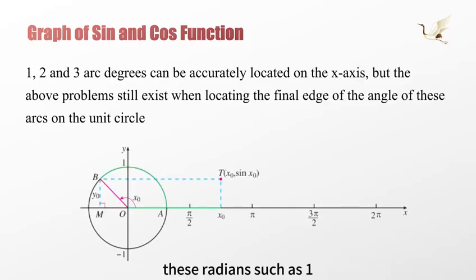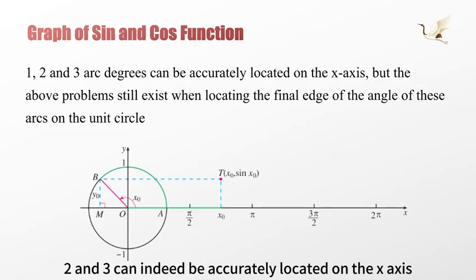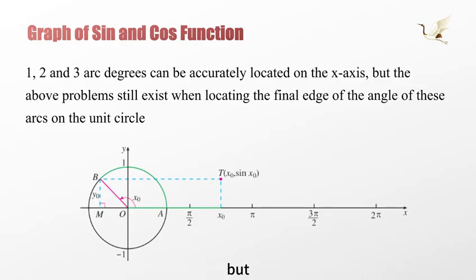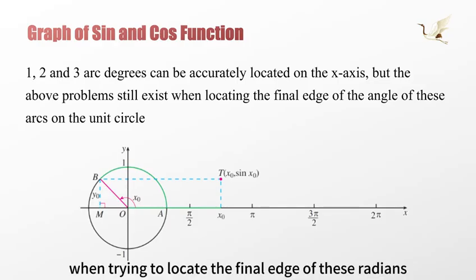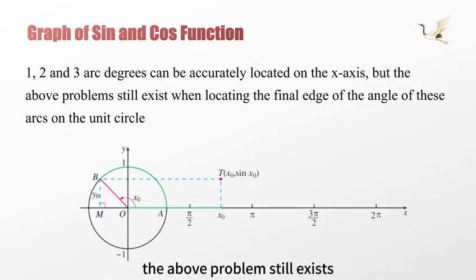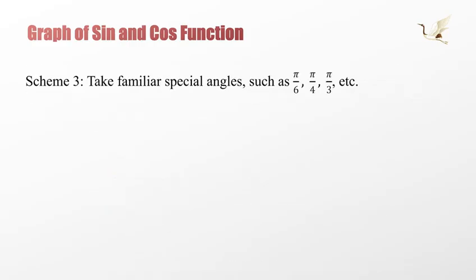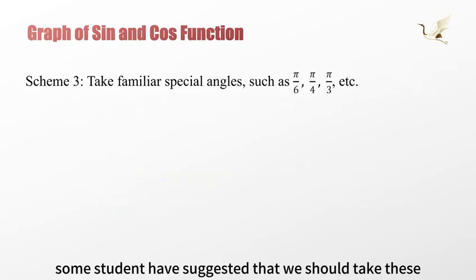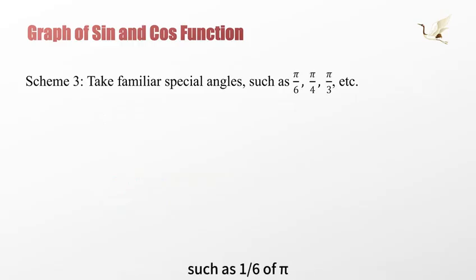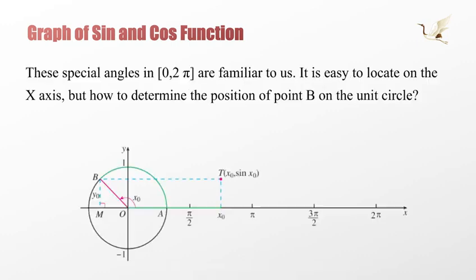These radians, such as 1, 2, and 3, can indeed be accurately located on the x-axis, but when trying to locate the terminal side of these radians on the unit circle, the above problem still exists. We still have difficulty accurately locating the position of point B. Some students have suggested that we should take these familiar special angles, such as 1/6 of pi, 1/4 of pi, 1/3 of pi, and so on.